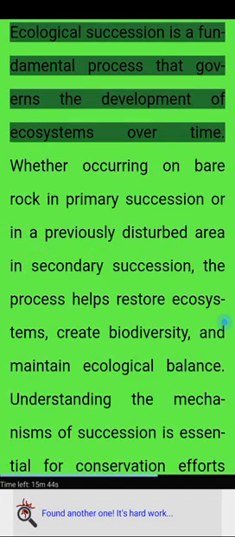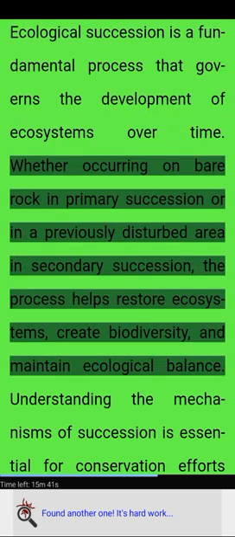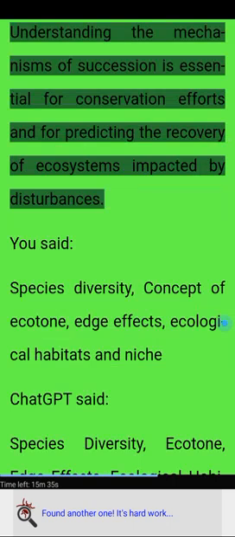Conclusion. Ecological succession is a fundamental process that governs the development of ecosystems over time. Whether occurring on bare rock in primary succession or in a previously disturbed area in secondary succession, the process helps restore ecosystems, create biodiversity, and maintain ecological balance. Understanding the mechanisms of succession is essential for conservation efforts and for predicting the recovery of ecosystems impacted by disturbances.